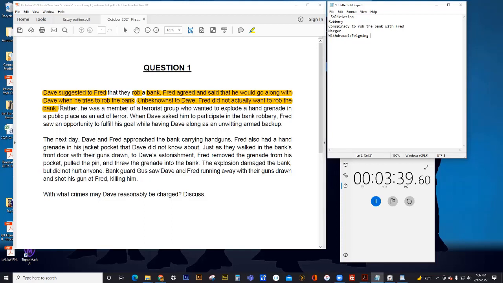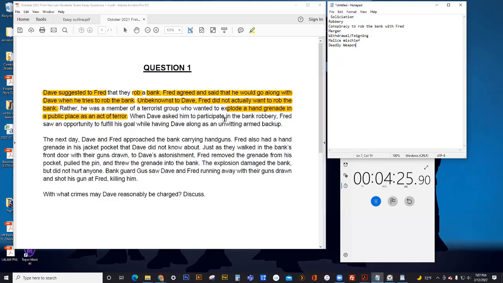All right, let's see. Rather, he was a member of a terrorist group who wanted to explode a hand grenade in a public place as an act of terror. All right, so exploding a hand grenade in a public place, that's malicious mischief. I before E, except after C. Okay, malicious mischief. And then a hand grenade could also be a deadly weapon. So if we get down to a murder, a deadly weapon can be used for great bodily harm, or if there's no malice, you can always use the deadly weapon doctrine to fill in for the malice.